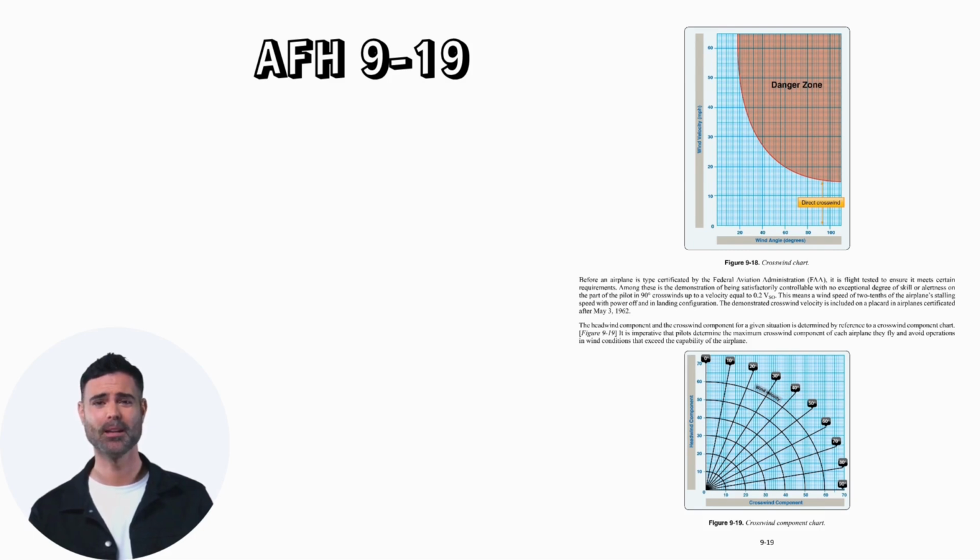in 90 degree crosswinds up to a velocity equal to 0.2 VS0. This means a wind speed of 2/10 of the airplane's stalling speed with power off and in landing configuration. The demonstrated crosswind velocity is included on a placard in airplanes certificated after May 3, 1962. The headwind component and the crosswind component for a given situation is determined by reference to a crosswind component chart. It is imperative that pilots determine the maximum crosswind component of each airplane they fly and avoid operations in wind conditions that exceed the capability of the airplane.